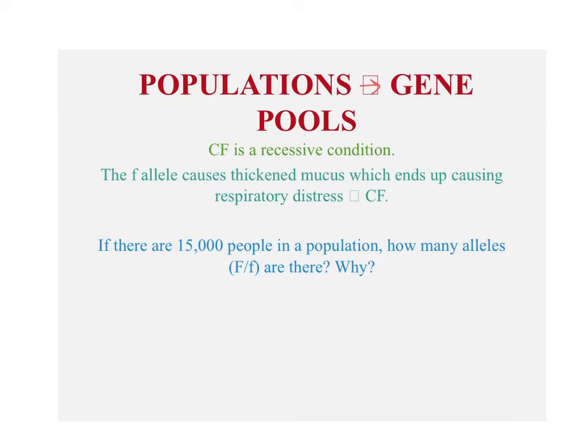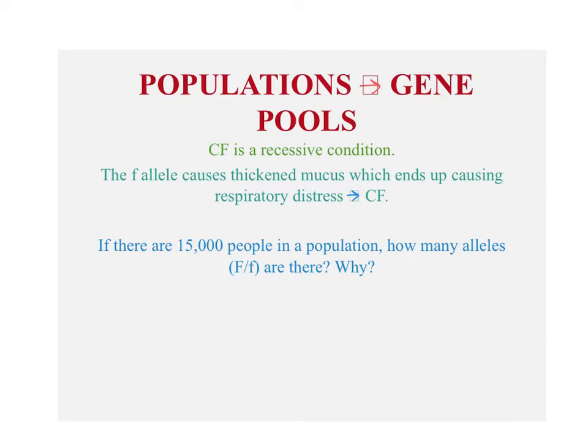And if we've got a recessive F allele, that starts to cause thick, sticky mucus that lines the trachea and the respiratory passages. And that's going to end up causing a kind of distress situation. We can't get enough oxygen, we become a little bit hypoxic, which is typical of cystic fibrosis.